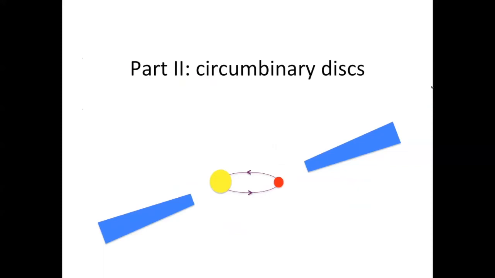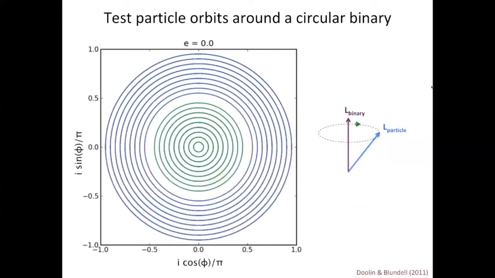Let's move on now to consider the dynamics of a misaligned circumbinary disk. Again, it's easier to understand the dynamics of a test particle orbit first. So the misaligned particle undergoes nodal precession, as in the circumstellar case. For a circular orbit binary, the precession is always about the angular momentum vector of the binary. And the sketch in the lower right shows the particle angular momentum vector in blue. That's nodally precessing about the binary angular momentum vector shown in purple.